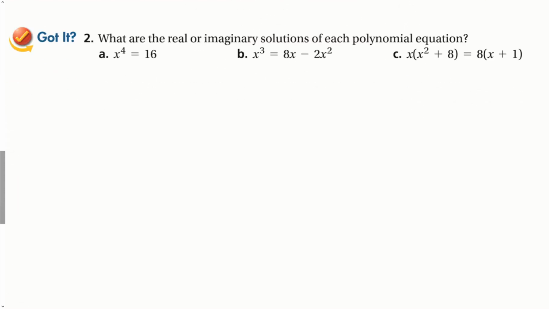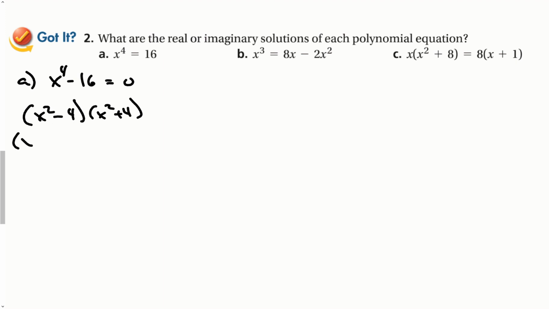Let's try some of these. Okay, so for A, that is two terms. x to the fourth doesn't matter. It is the difference of two perfect squares. So that factors into x squared minus 4, x squared plus 4. This is again the difference of two perfect squares. x plus 2, x minus 2, and x squared plus 4.